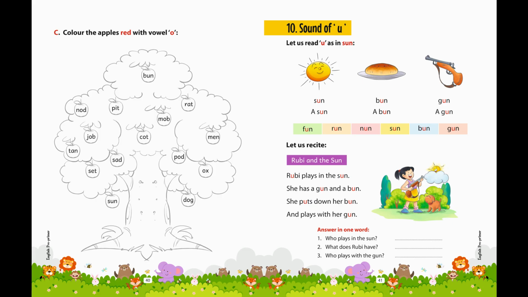Let's answer in one word. Who plays in the sun? Ruby. What does Ruby have? Gun, bun. Who plays with the gun? Ruby. Wonderful. You've just mastered the U sound.